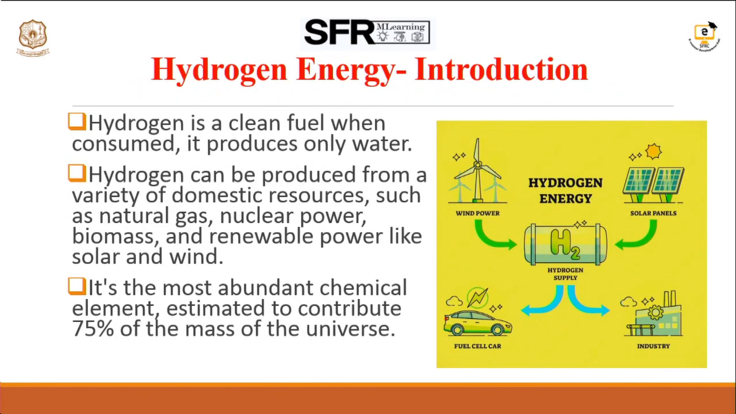So next is hydrogen energy. Introduction. It is a clean fuel; when consumed, it produces only water. It can be produced from a variety of domestic resources such as natural gas, nuclear power, biomass and renewable power like solar and wind. It is the most abundant chemical element, estimated to contribute 75% of the mass of the universe.